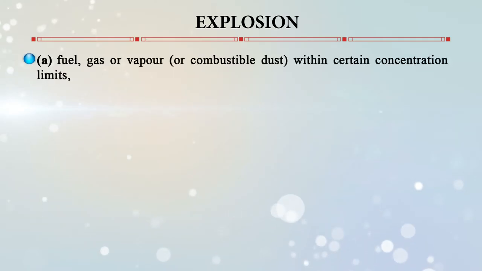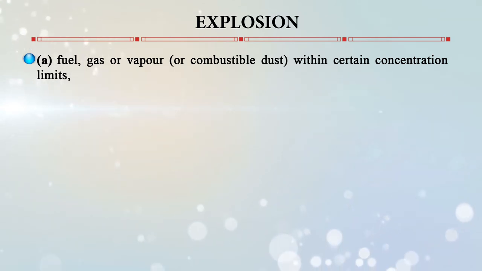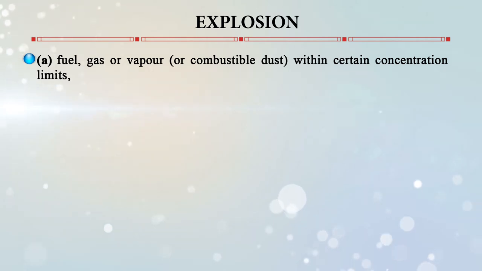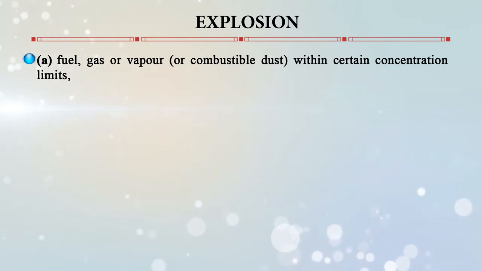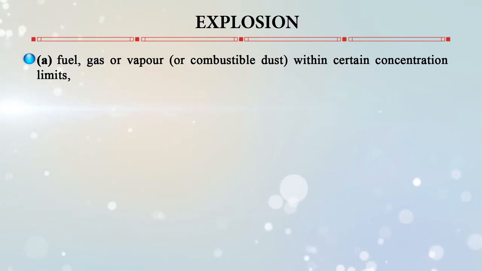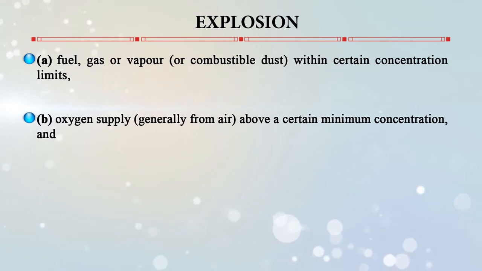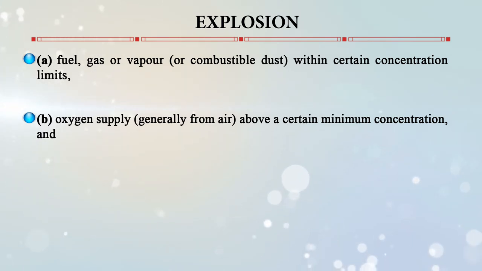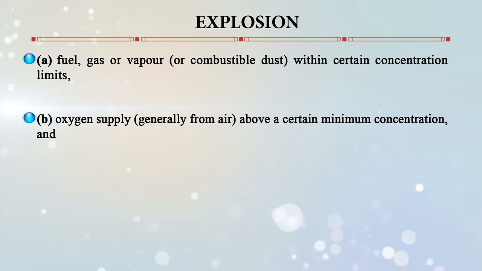Normally, flame propagation requires fuel, that means gas, or vapor, or a combustible dust. That means to get a flame, these things have to be there, within certain concentration limits. And the second is oxygen supply. Generally from the air, it will definitely be available. This oxygen supply must also be above a certain minimum concentration.